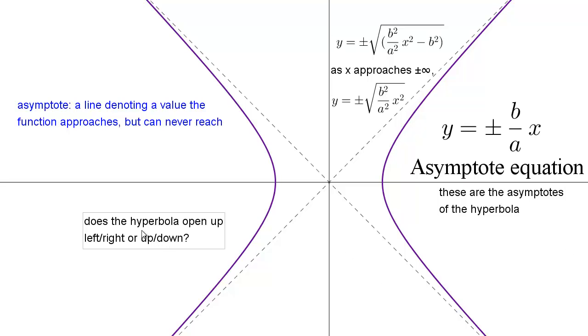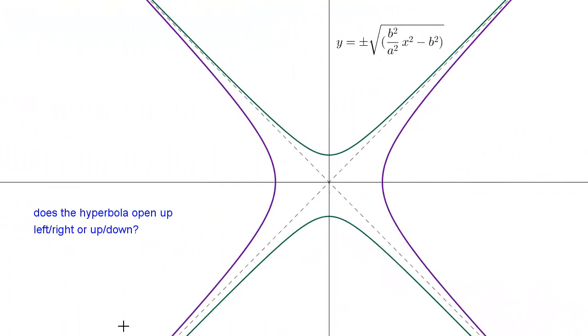So the next question then becomes, does the hyperbola open up towards the left and right, or does it open up and down? So now we're going to answer the question. No, in no case does the hyperbola ever reach the values of y equals plus b over a or y equals minus b over a. But is it a left and right, or is it an up and down? And the key to the riddle is looking inside the radical.